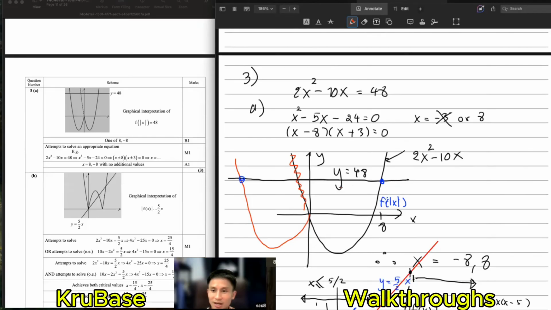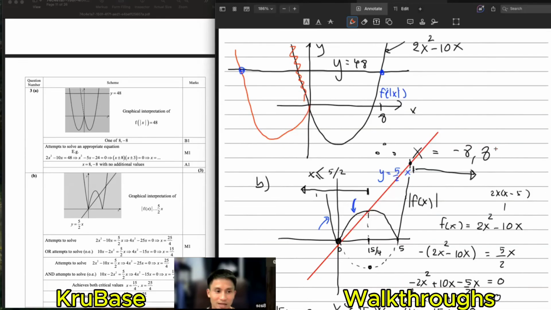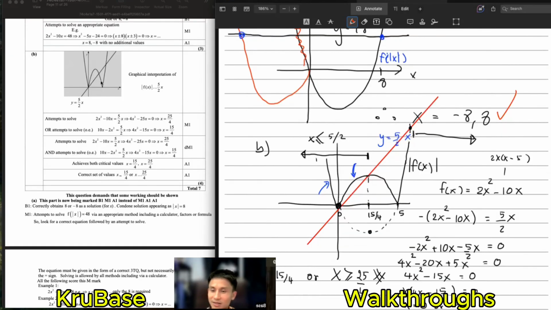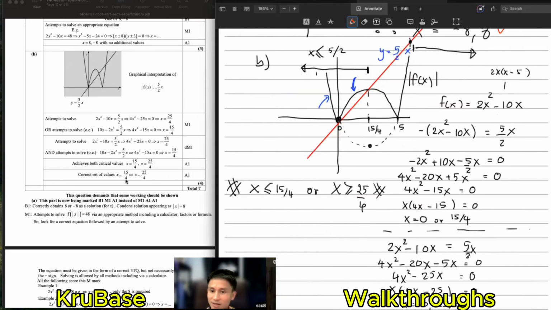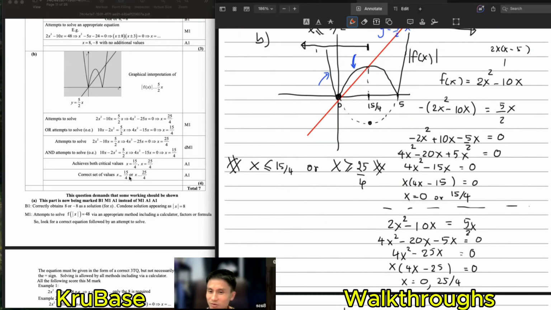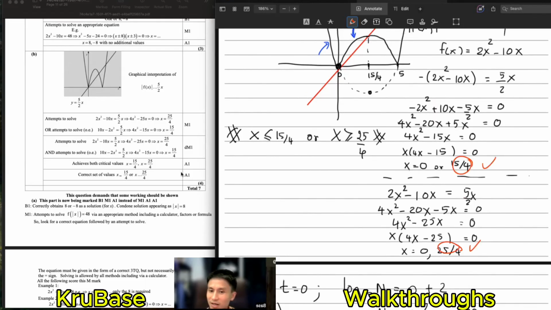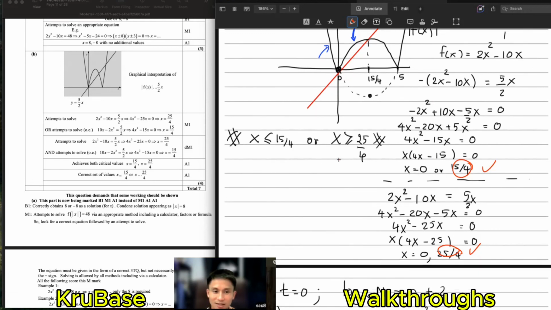Number three, yeah, I plotted the graph a bit and then have that line. So it's 8 and minus 8 there. And then I have this. Yeah, that's a bit further than the turning point, but anyway. Okay, so attempt to solve. All right, I got that part right. And then 15 over 4 there, I got 2 marks. And then achieve both critical values, I did. And then correct, yeah, I think this is fine.